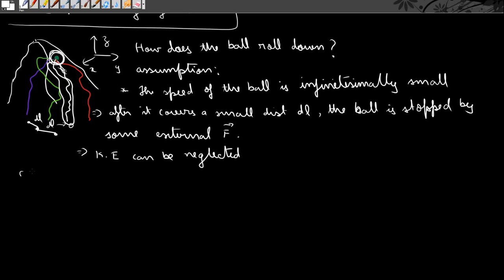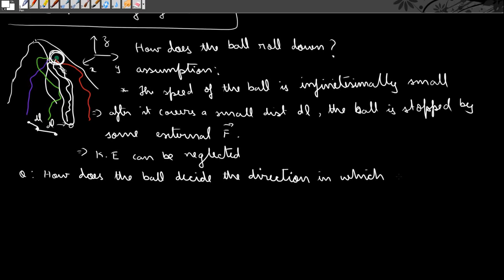So the question is that how does the ball decide the direction in which it must go? So what determines this particular white path? What is special about it? That is the question we are trying to answer.